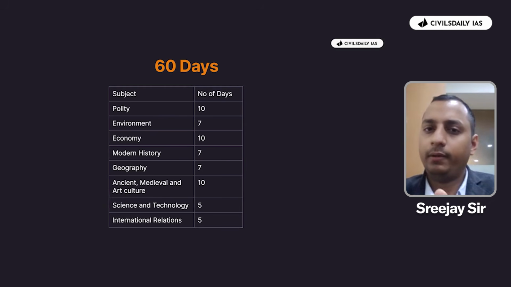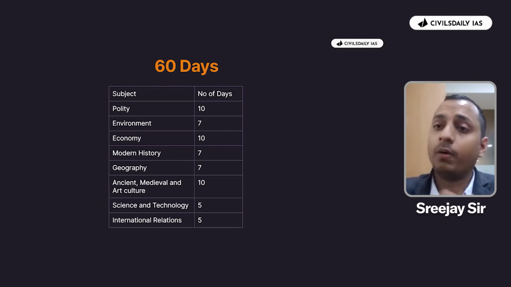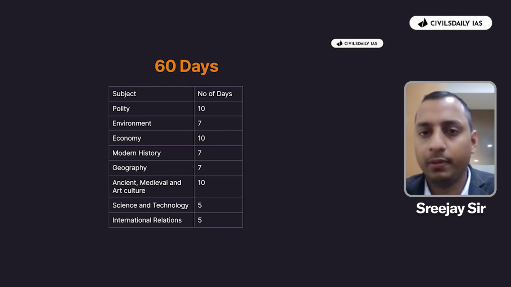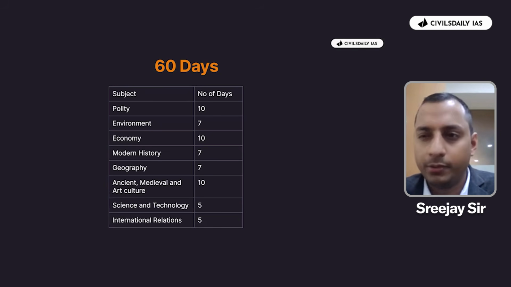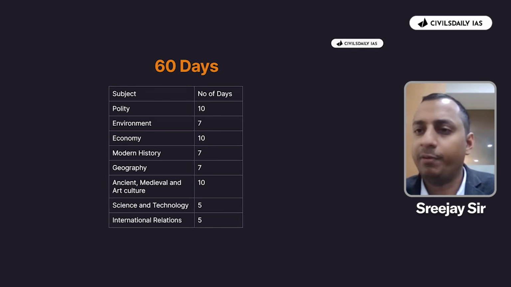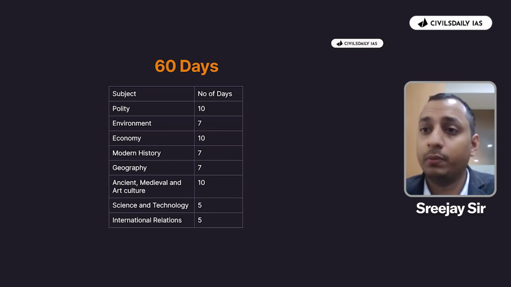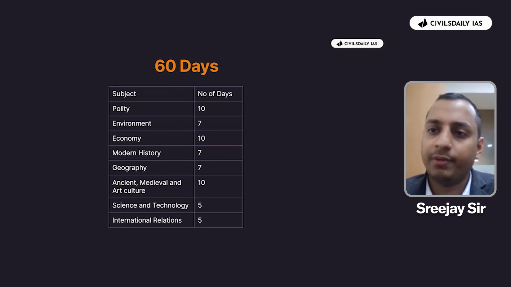Now, it's always better to go with an institute plan. It's always significantly better to go with an institute plan so that you don't have to make your plan on a daily basis. But roughly, on the basis of the number of PYQs asked, you can dedicate time accordingly. Polity can be for 10 days. Environment, since mostly current affairs, can be for 7 days. Economy for 7 days. Modern history, in 2025 close to 8 questions have come. Before that, only 2 to 3 questions were coming. So therefore 7 days. Geography for 7 days.